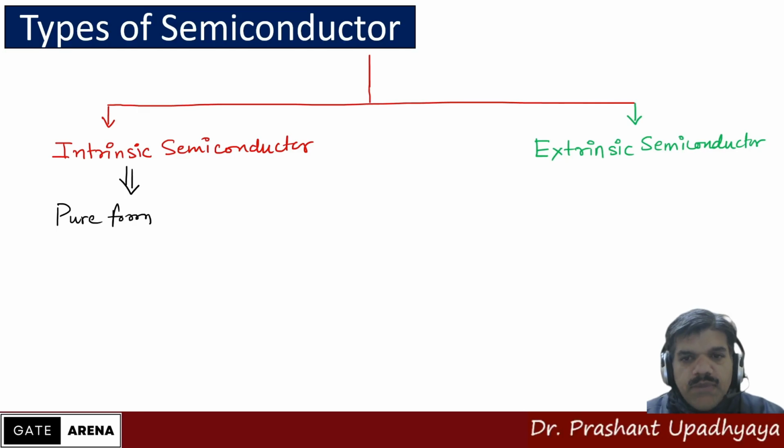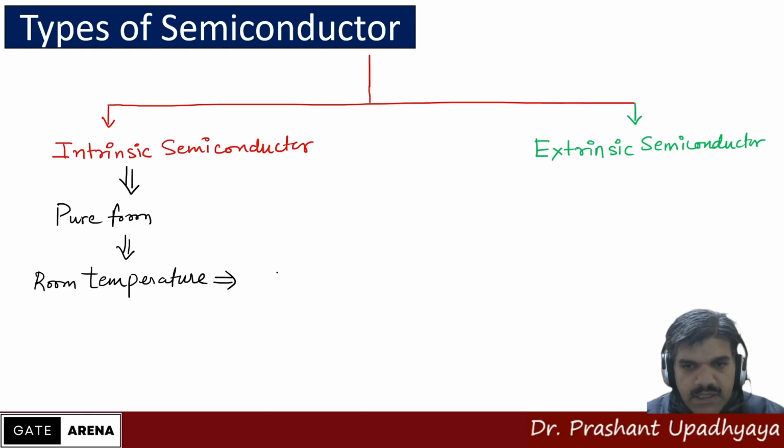When we are talking with respect to the intrinsic semiconductor, we say that even at room temperature, hole-electron pairs are created. We have already seen in the previous lectures that in a semiconductor, not only one type of charge is present, but two types of charge are present. One is known as the hole and another is known as the electron. So we can write that at room temperature, hole-electron pairs are created.